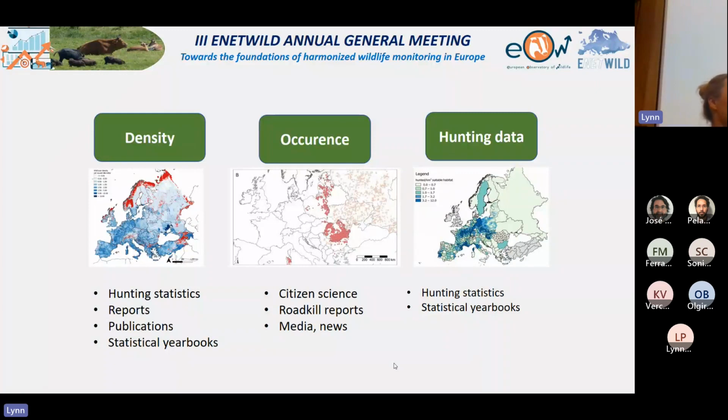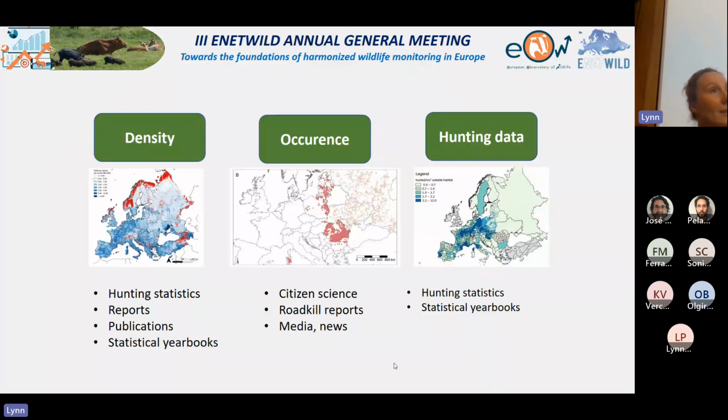At the beginning, for those who are maybe not really digging deep into the topic, what kind of data are we collecting in general? We were focusing on three types of data: density, occurrence, and hunting data, which give us the overview of what is going on in Europe. But to fulfill those three fields, which sounds pretty trivial, we need to go through many documents and adjust to many different types of documents and data standards.